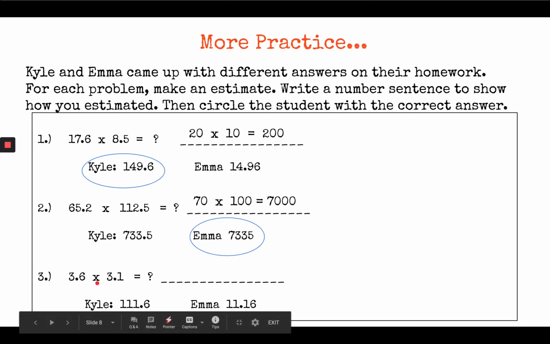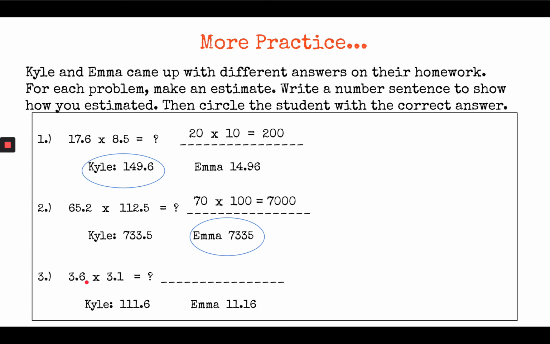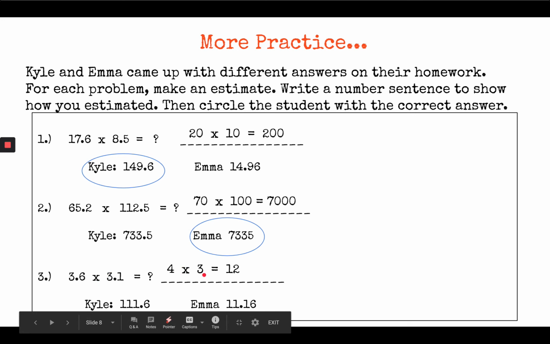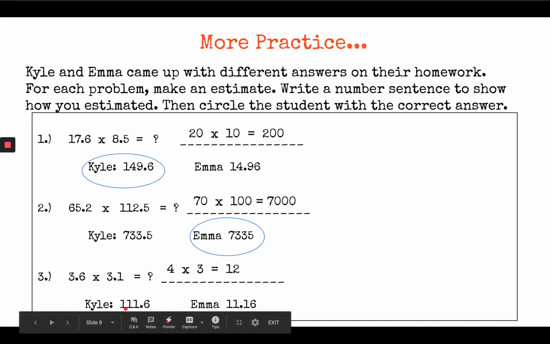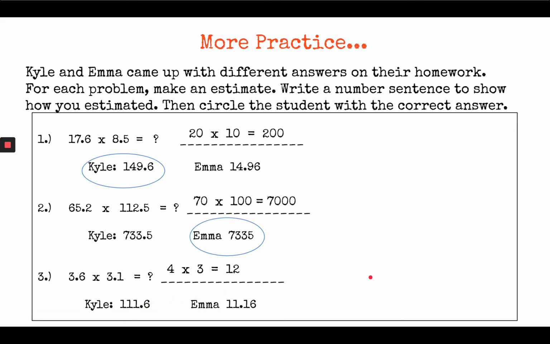All right, and then our last practice one today is going to be 3.6 times 3.1. Well, 3.6 I would say is pretty close to 4, right? And 3.1 is close to 3. So if I had 4 times 3, that would give me 12. Which student is closer to 12? Kyle, who has 111.6, or Emma, who has 11.16? If you said Emma, you're right.